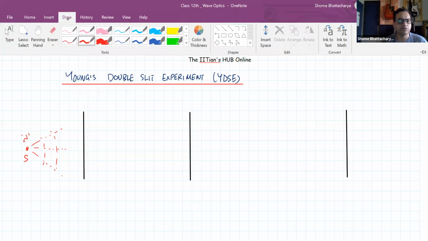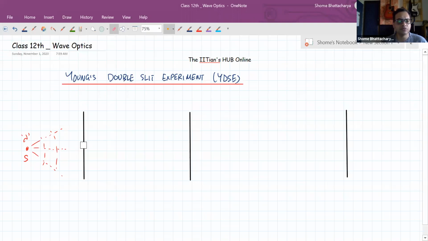Okay, but that problem of generating coherent light was solved by the genius of Young, really, by making just a practical application of Huygens principle. And that practical application is that you have this kind of arrangement here, that you have two slits which are symmetrically placed with respect to the single slit here, and the single slit now illuminates these two symmetrically placed slits. Okay. So this is the concept.